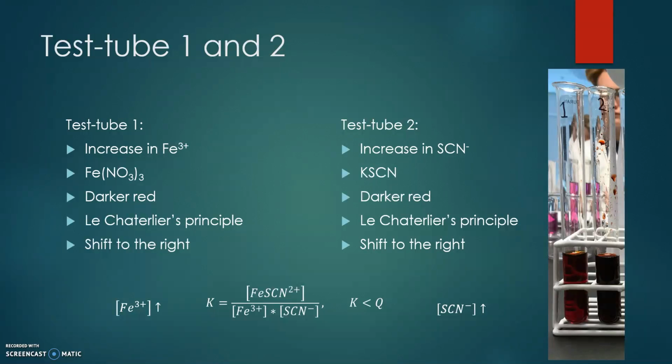In test tube 2, we increase the thiocyanate by adding potassium thiocyanate. We saw this solution turning dark red instantly as well. This can be explained in the same way, since there was an increase of a reactant like before, which made the reaction shift to the right, making more product to get back to equilibrium. And here on the right you can see the two different test tubes with the two different solutions.